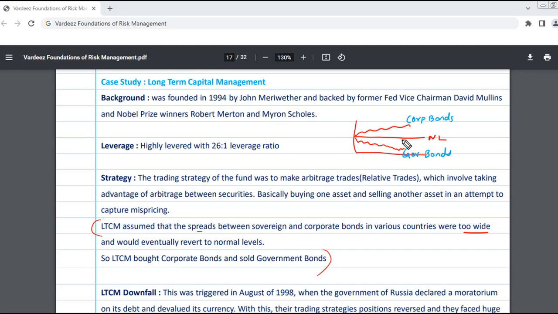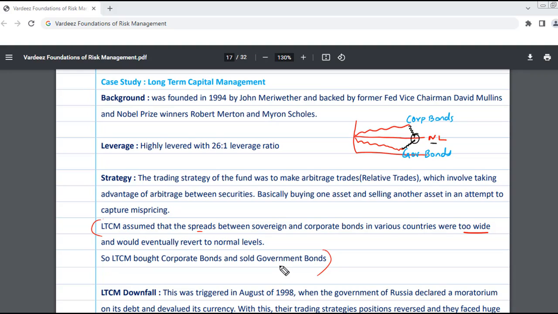Now what they thought is that this is the normal level, okay, and they bought these corporate bonds thinking that it's going to go down in value, and these government bonds, they actually sold, and they thought that this is going to go up. Okay, so this was their initial thought process, and they would make a huge amount of money if this happens.